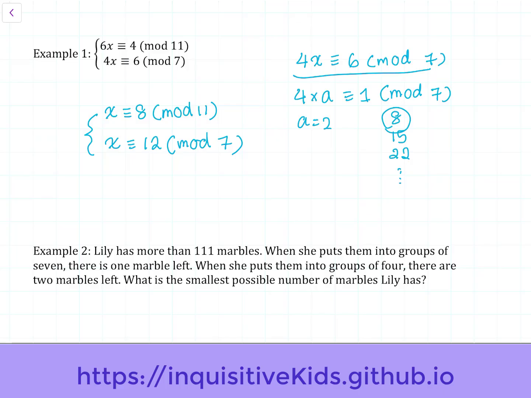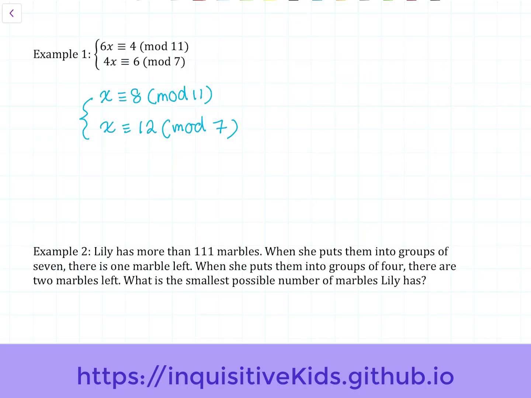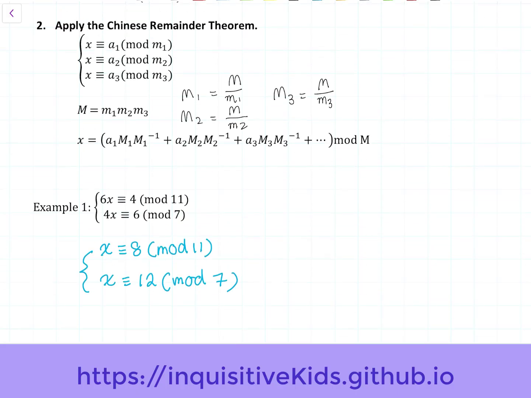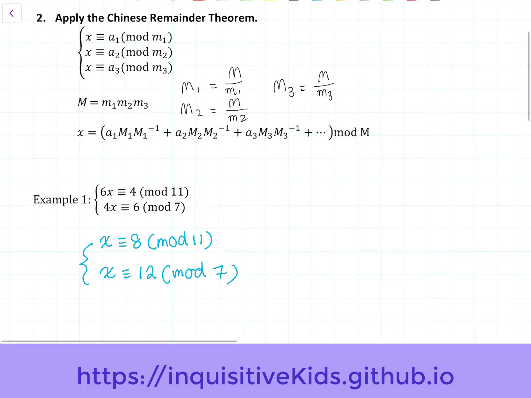By multiplying the inverse onto both sides of the congruences, we have isolated the variable on the left side. Now it's time for us to use the Chinese remainder theorem to solve this system of congruences. All we have to do now is follow these steps. Let's first identify all our variable values here. What is a1? Well, here we have a1 and a2, and they are respectively 8 and 12. We also know m1 and m2, which is 11 and 7.